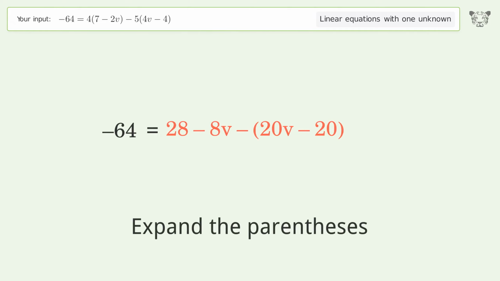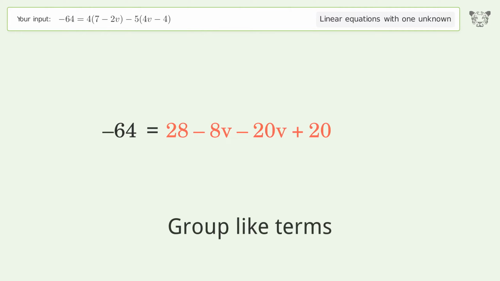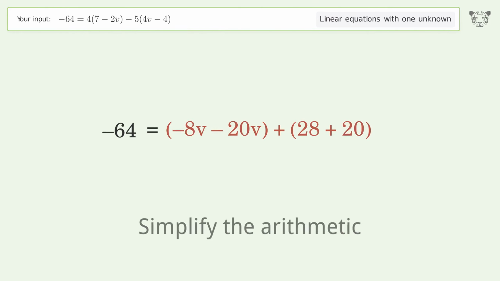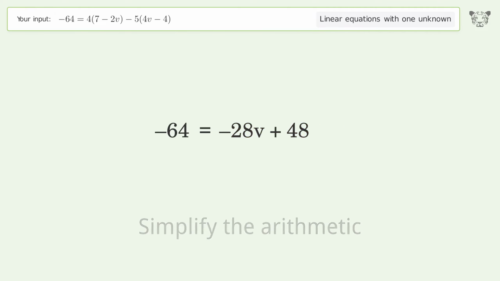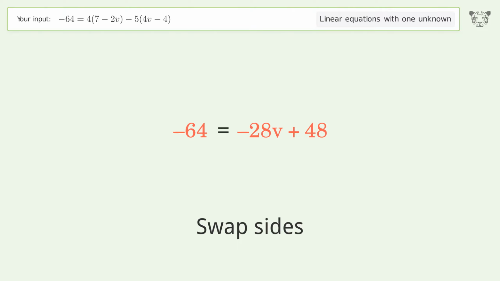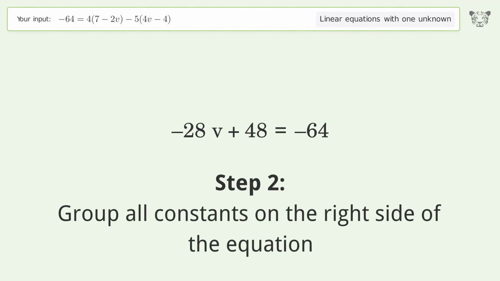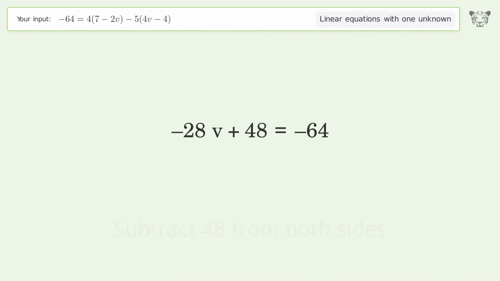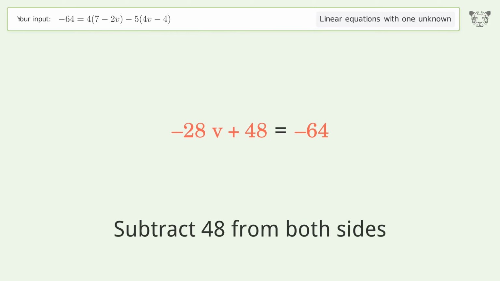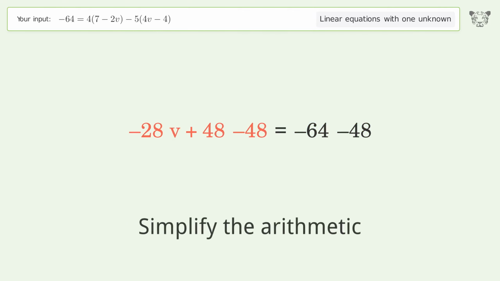Expand the parentheses. Group like terms. Simplify the arithmetic. Swap sides. Group all constants on the right side of the equation. Subtract 48 from both sides. Simplify the arithmetic.